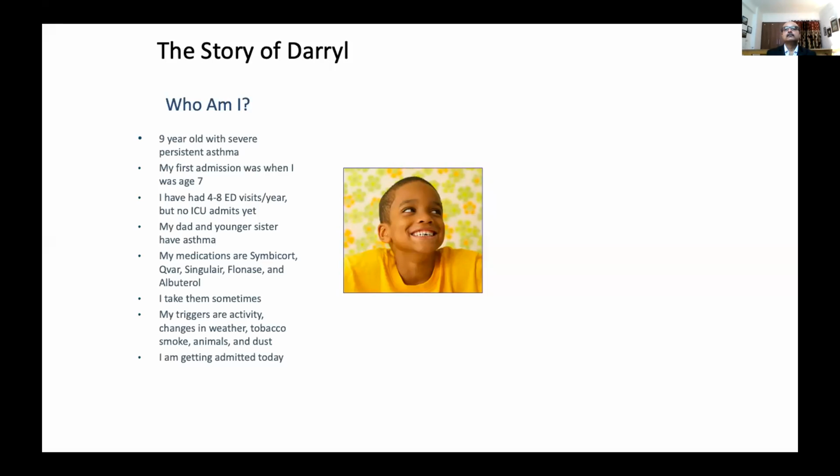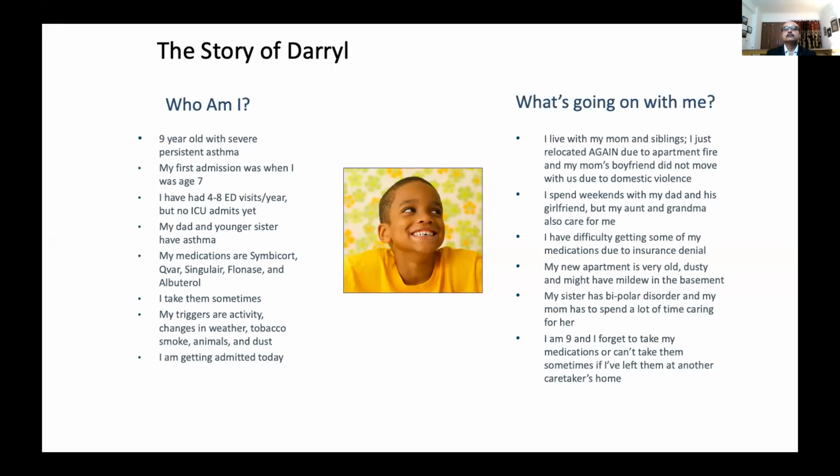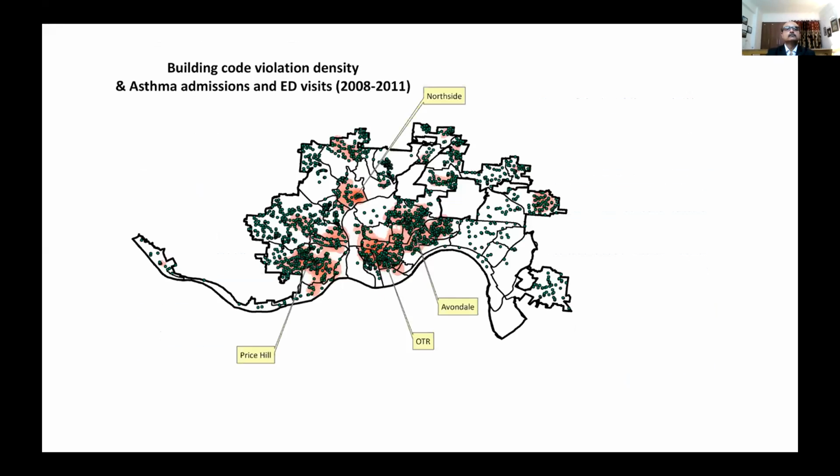But on the right-hand side is really the story of Daryl. He lives with his mother and siblings. He relocated because of a fire. He spends his weekends with his dad and his dad's girlfriend, so he goes back and forth. He forgets to take his medication because he leaves it at another place. His apartment is dusty. And this social context, these factors in our social environment, whether you're in India or in the United States or in New Zealand, you can see that they have an impact on health. In my case, I'm thinking about kids.